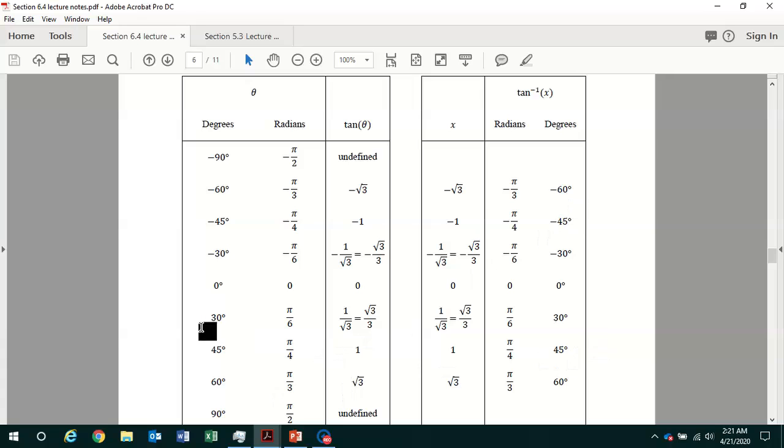So let's do another. Here we have the angle 30 degrees, which is the same as pi over 6 radians. And we know that the tangent of 30 degrees and the tangent of pi over 6 radians are both equal to 1 over the square root of 3, which is the same as square root of 3 over 3. And so it has to be true that the inverse tangent of 1 over square root of 3, which is the same as inverse tangent of square root of 3 over 3, is equal to the angle pi over 6 radians, which is the same as 30 degrees.